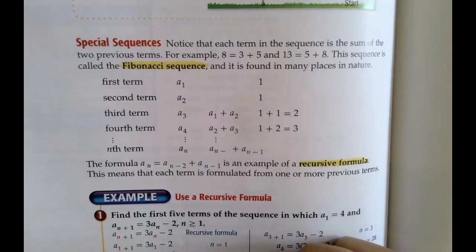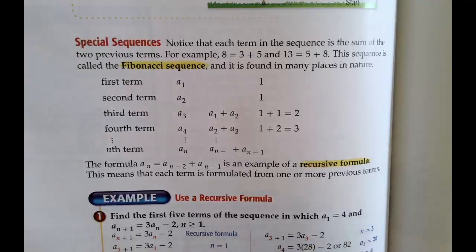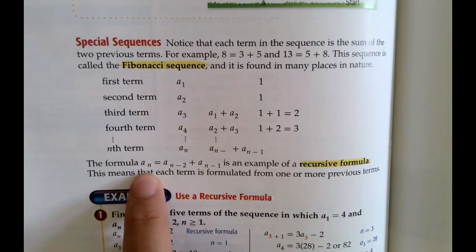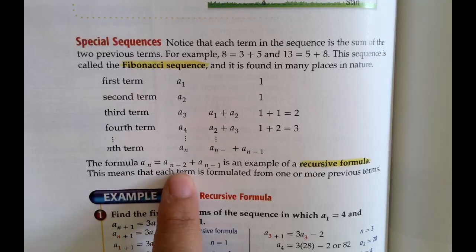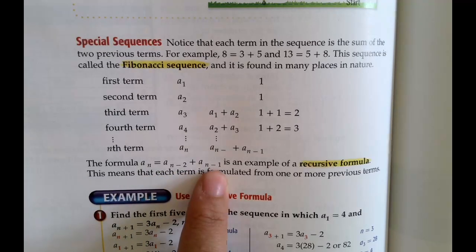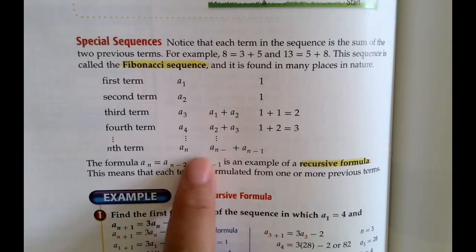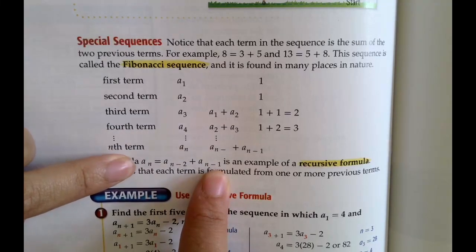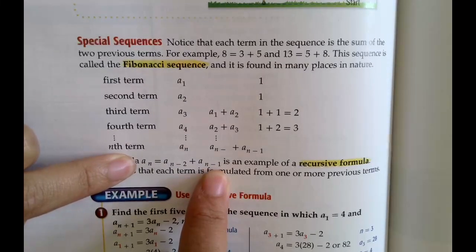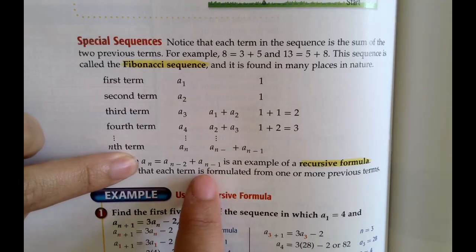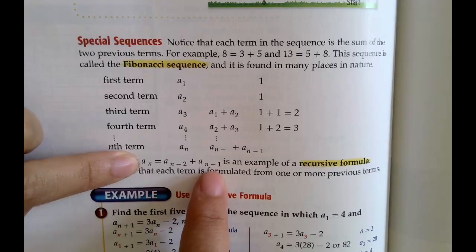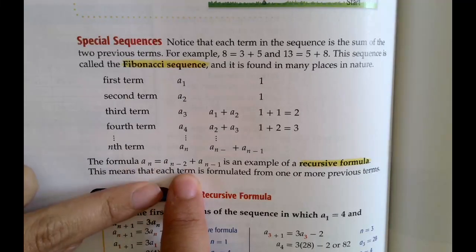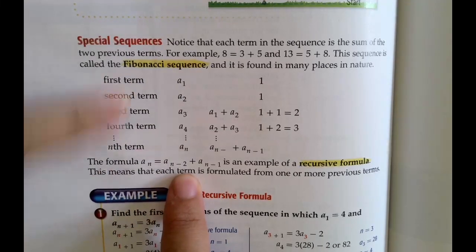Okay? And so how we write the formula for the Fibonacci sequence is a sub n, any term, equals a sub n minus 2 plus a sub n minus 1. Okay? And so a sub n minus 1 is the previous term than the one we're talking about. Right? So for example, if this is a sub 4, n minus 1 is a sub 3, which is the previous term. Okay? And then a sub n minus 2 is the term before the previous term.